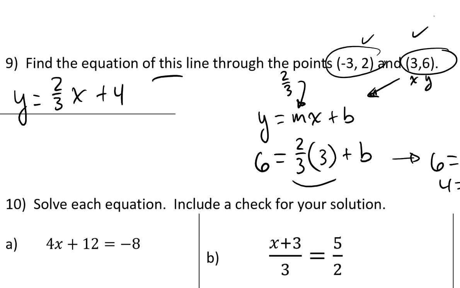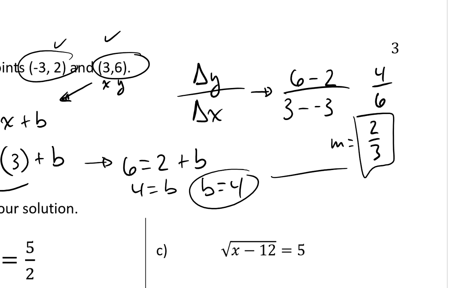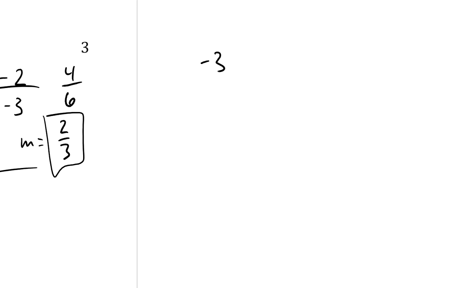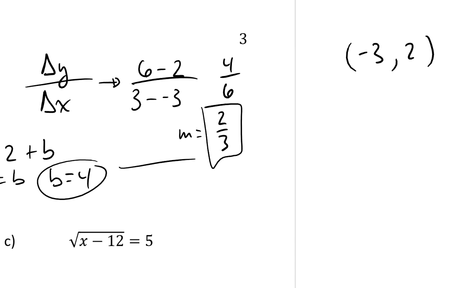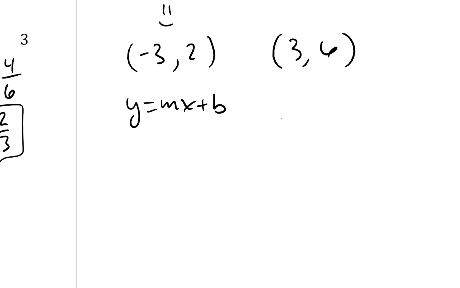The other technique we used, and I'll mention this because it's nice to try problems in a lot of different ways. This was one of our points, negative 3, 2, and the other point was 3, 6. What we did was consider y equals mx plus b twice, once for each of the points. So for this point, I could write 2 equals m times x of negative 3, and then plus b.